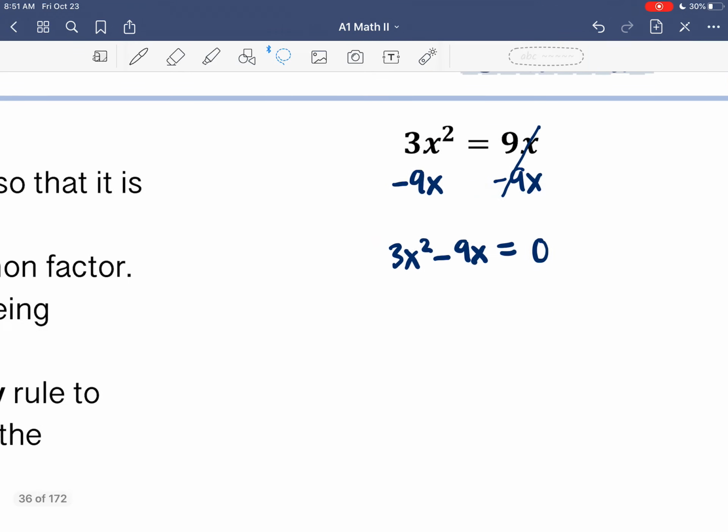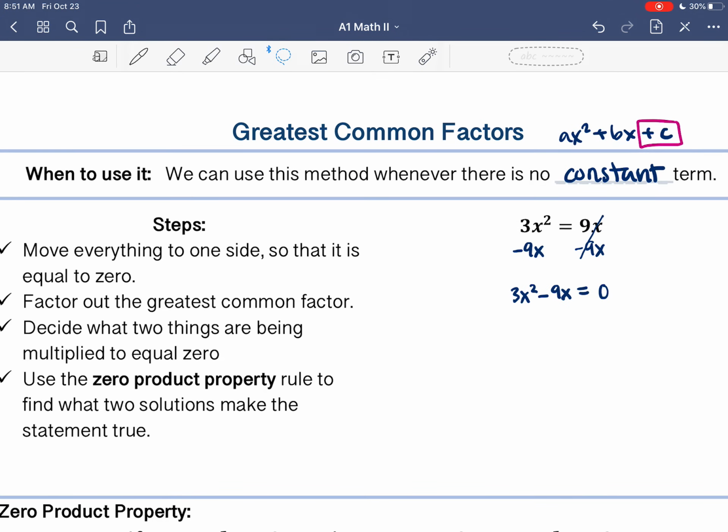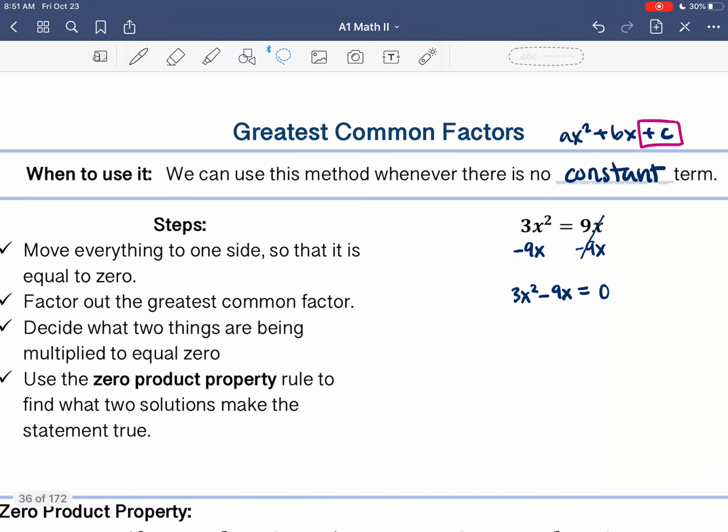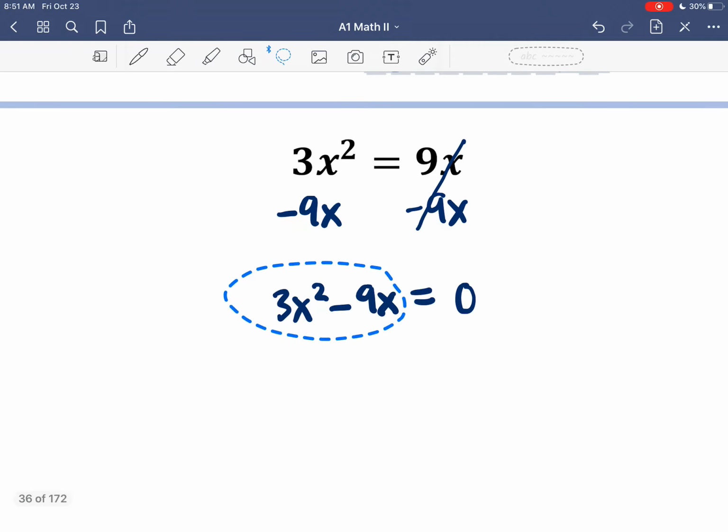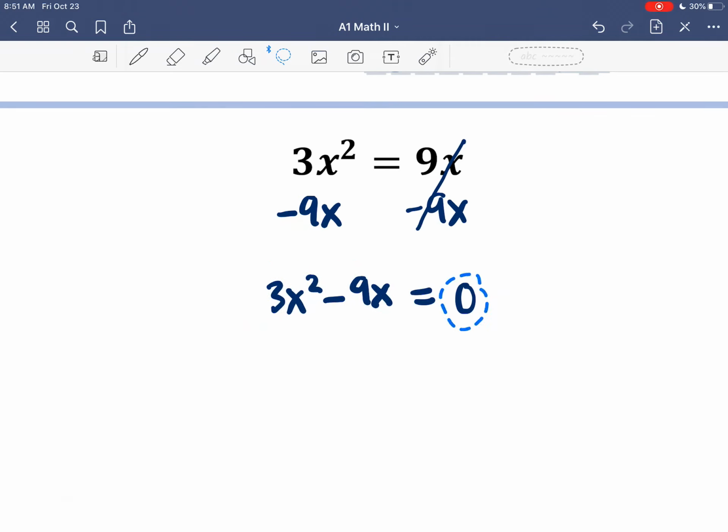So we've successfully completed step 1, right? It says move everything to one side so that it's equal to 0. Done that. Good. Next, it says factor out the greatest common factor. So this is the part where it gets kind of funky. The greatest common factor, what we're talking about is these two terms, 3x squared and 9x. We're trying to figure out what's in common.